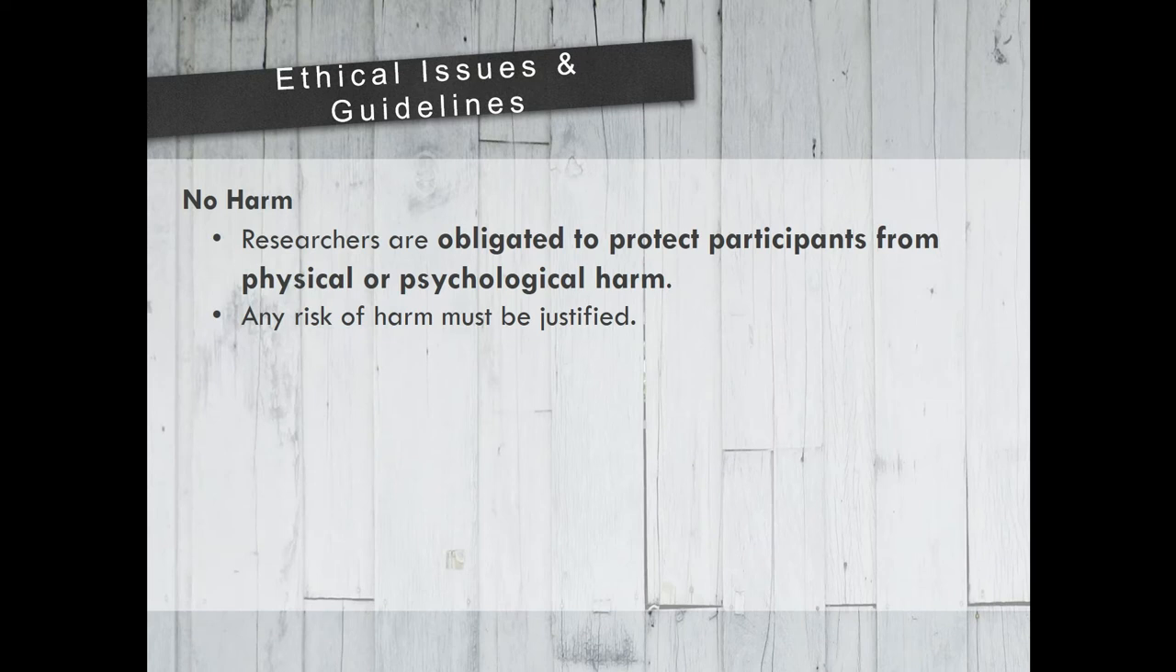So what are some ethical issues and guidelines in research? One is, of course, do no harm. Researchers are obligated to protect participants from physical or psychological harm. Psychological harm includes, of course, increased anxiety, anger, perhaps depression. Any risk of harm must always be justified. There should be a justification or reason for any risk or harm.